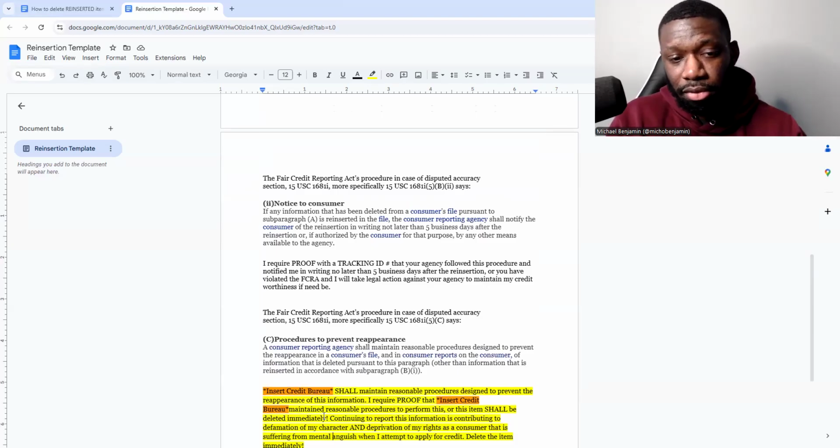So I drafted up this letter myself. I give it to my higher ticket students and we use it for our business, but I'm giving it to you here for free. So there's no excuse for you to not know what to do with the reinsertion.